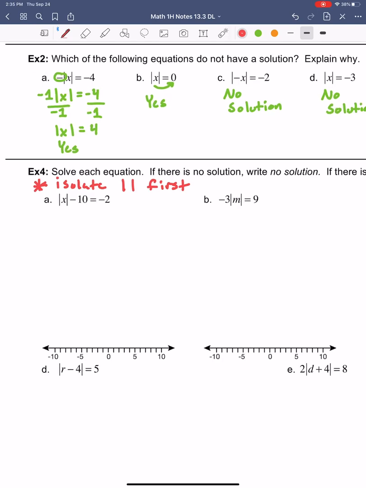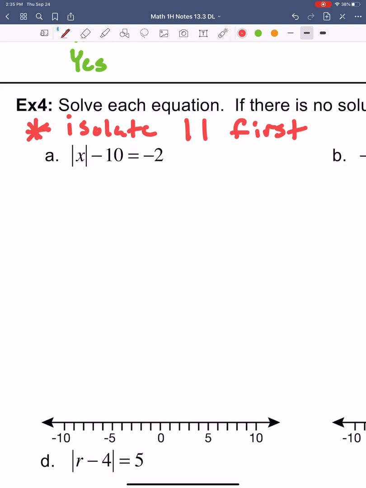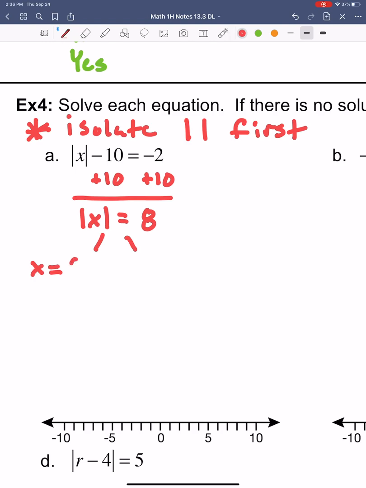So if I look at the first one here, we've got absolute value of x -10 equals -2. If I want to isolate the absolute value, which means get it by itself, I need to get rid of this -10. So I'm going to start by adding 10 to both sides. And I get the absolute value of x equals 8. That's a positive number there, so we will have some solutions here. And then the next step is to break this into two equations. We're going to have x equals 8, and then we make another equation, x equals -8, and we decide if we have to solve anything there.